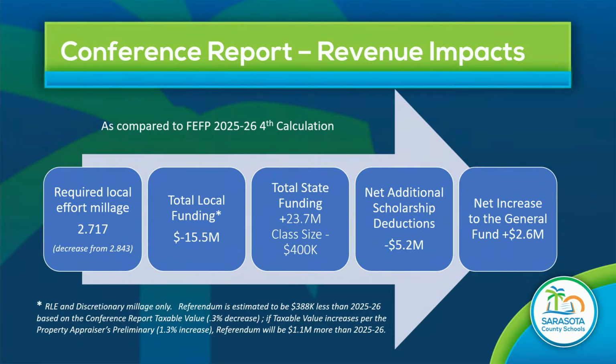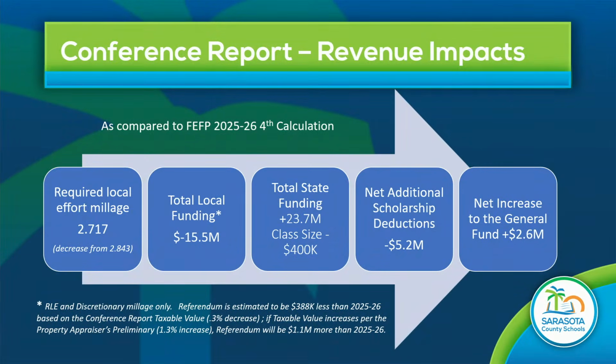All right, so what does that look like for us and our revenue impacts as compared to the fourth calculation for the school district this year? So we'll anticipate a decrease in the required local effort millage. That is moving from a 2.843 to a 2.717. That RLE and discretionary millage only. Our local funding is actually going to be decreasing by $15.5 million. Now, our state funding will increase by $23.7 million, and we will see a decrease of $400,000.